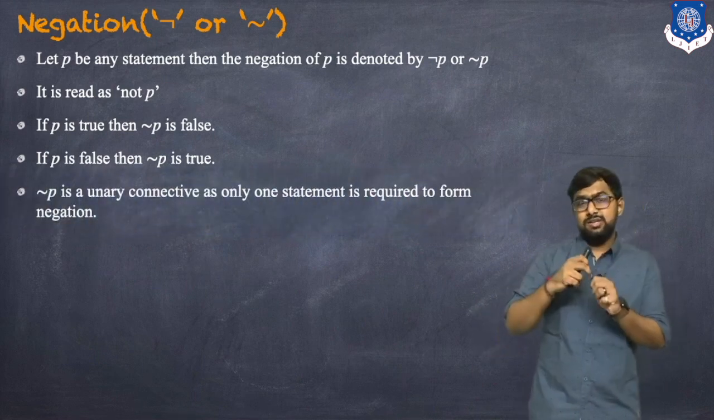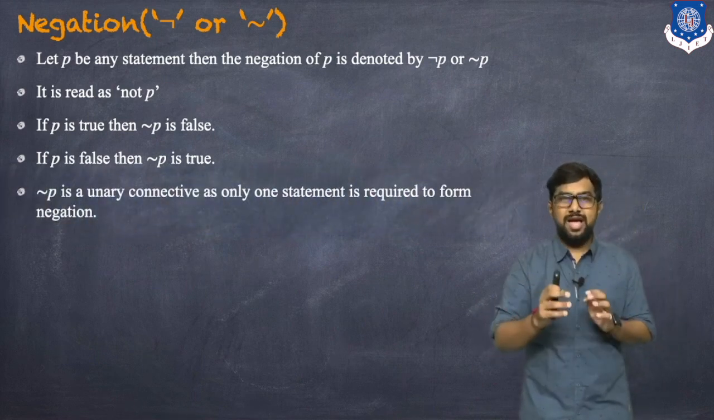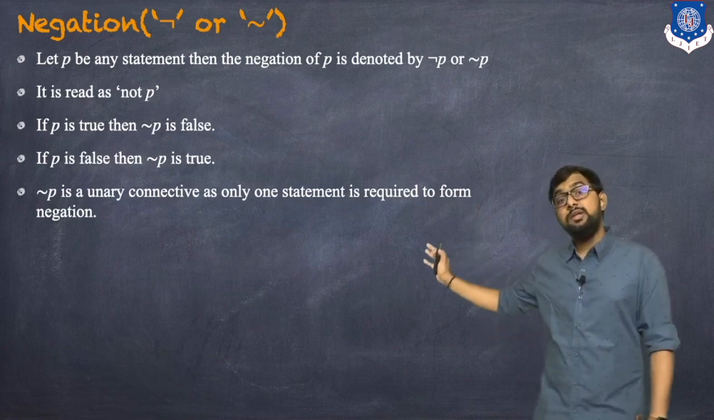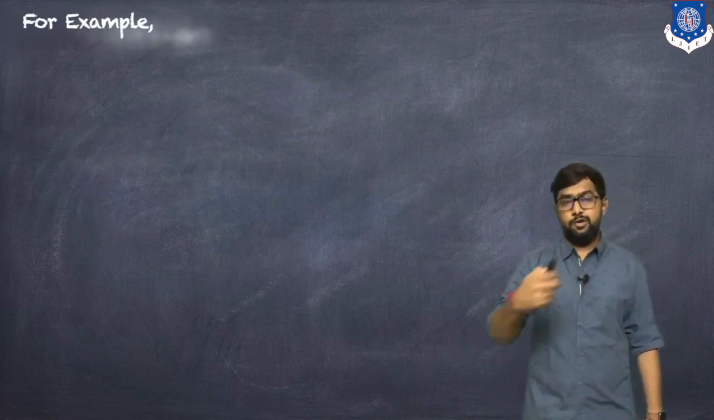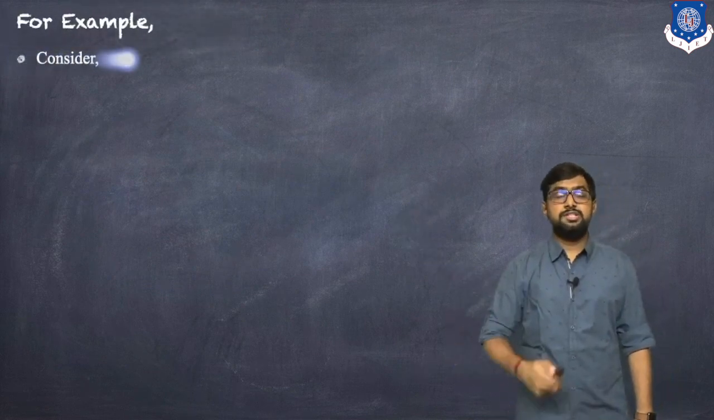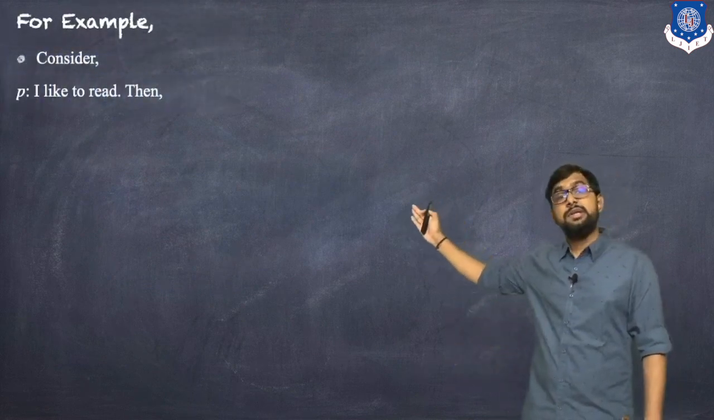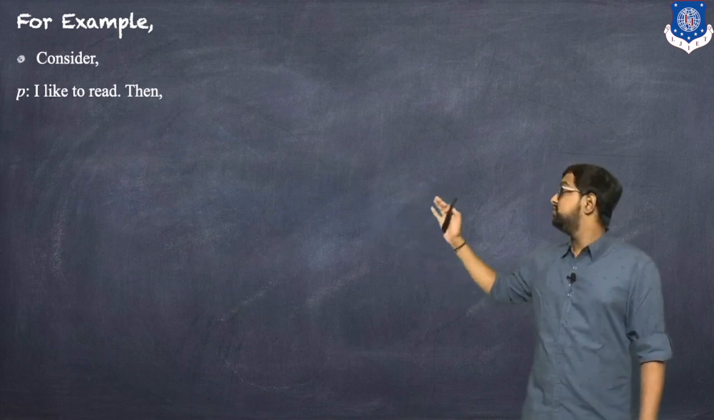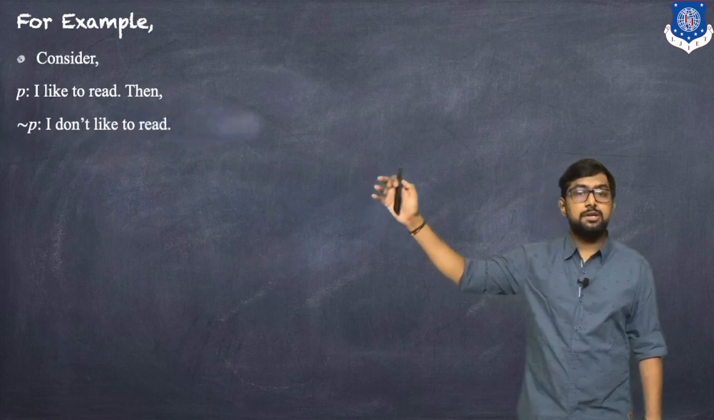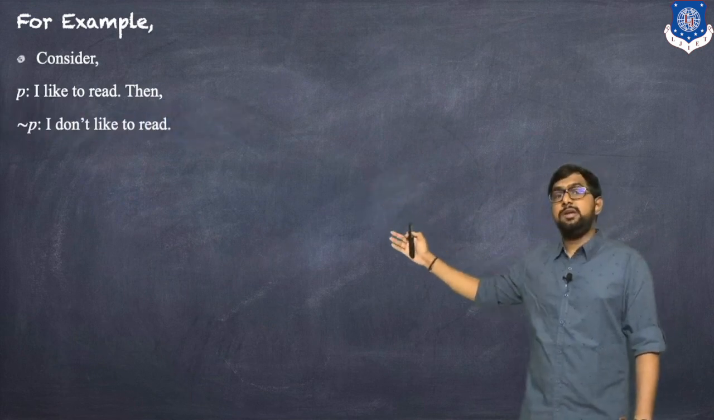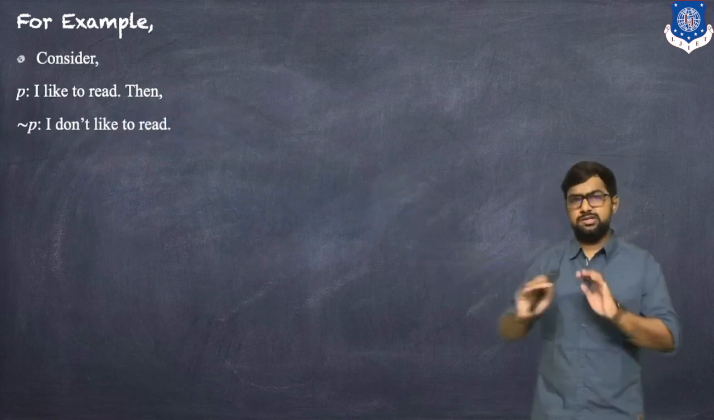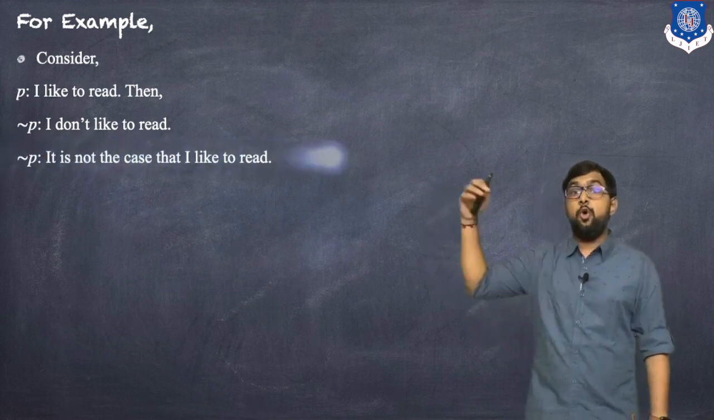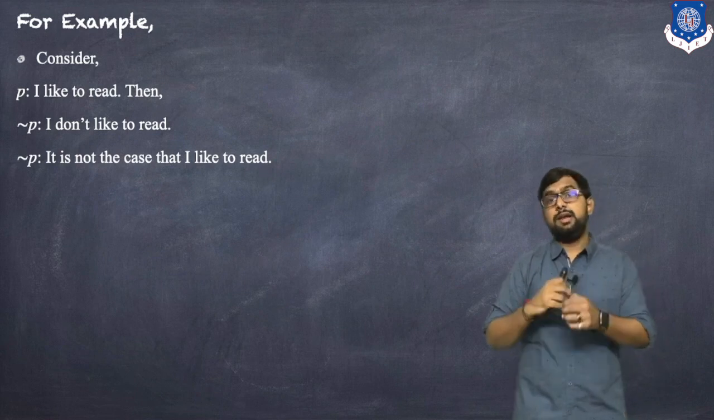Not P is a unary connective, as only one statement is required to form the negation. For example, consider P equals I like to read. So what will be the negation of P? Its notation will be not P, and it is I don't like to read. Simply put the negation: I don't like to read. Or in another way, it is not the case that I like to read.